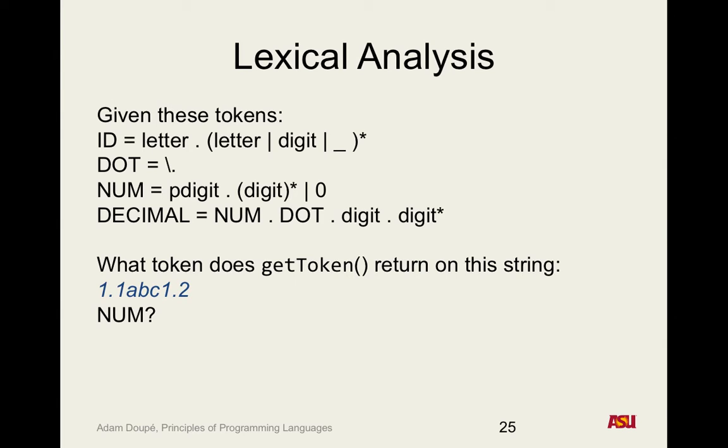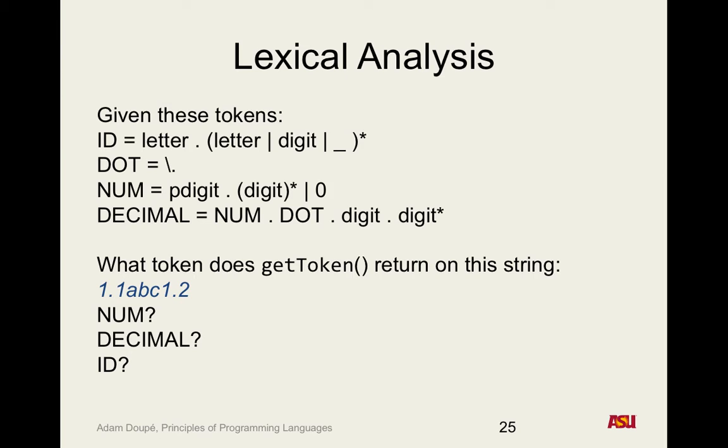Okay. So is it going to return num? No? Yes? Maybe? Is it going to return decimal? Yes? No? Maybe? Is it going to return ID? I heard a lot more maybes and ums in that one. Somebody want to raise their hand and defend or argue for one of these? Yeah, in the back. I think it should return all 4, because decimal would be 1.1, and it would stop at the ABC. Then it would be the ID, which would be ABC1, and then stop there, and go to dot, which would be just the dot, and then num, which is 2.